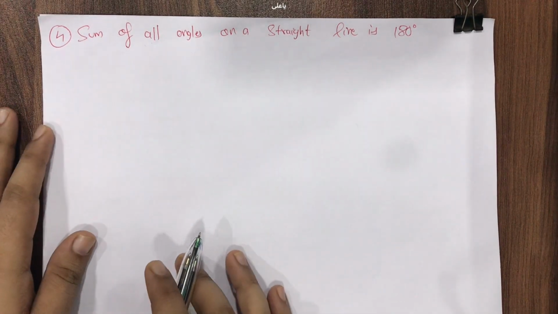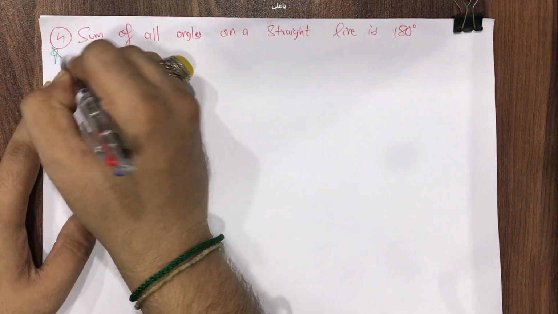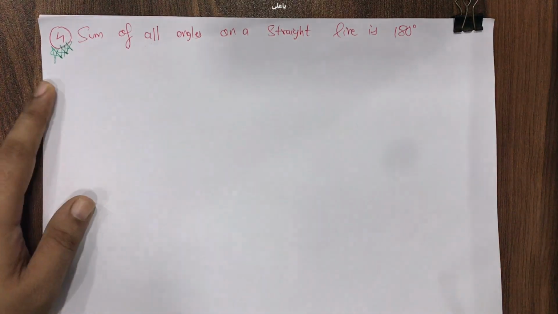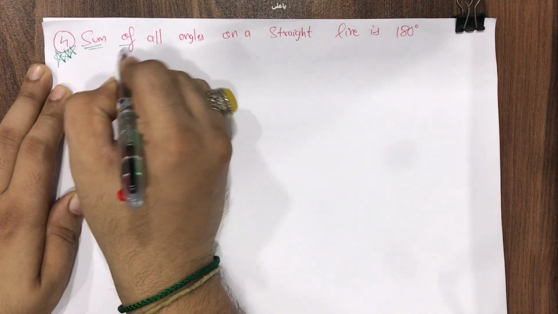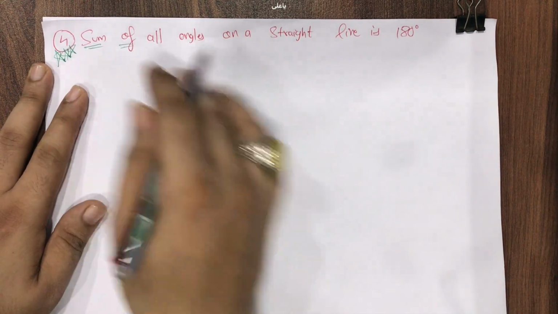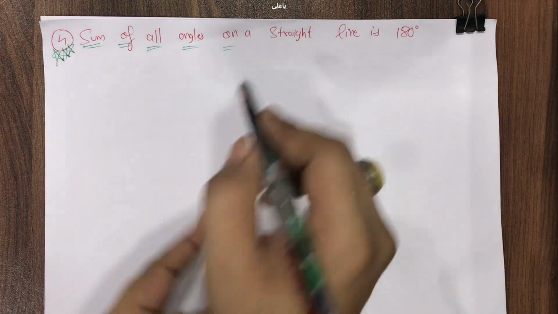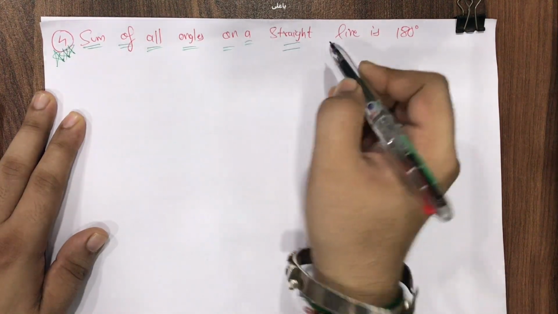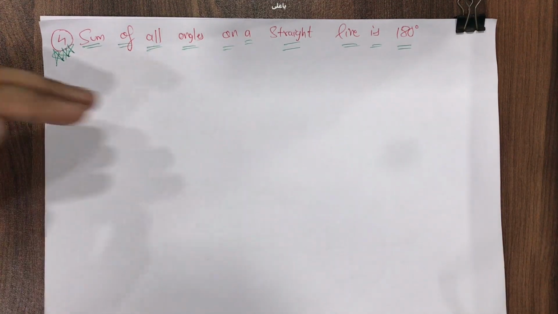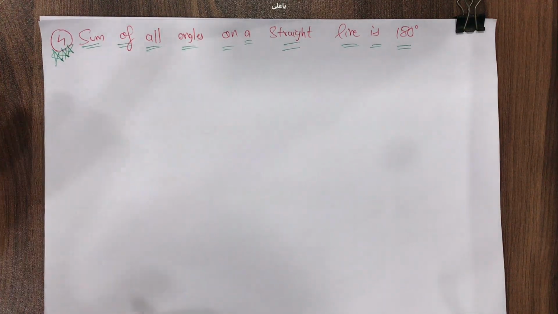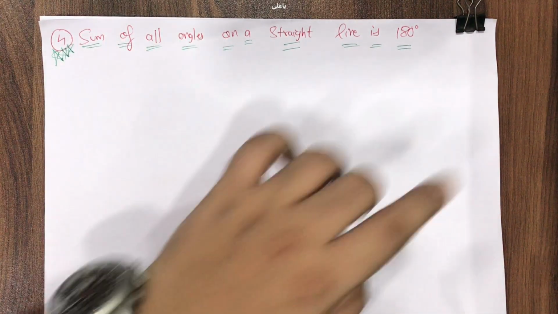Okay, students. Now the fourth point, and before starting this fourth point, I'll tell you to mark 3 stars over here. Very, very, very important property. Sum means addition. Sum of all angles on a straight line is 180 degree. If you have a straight line and any number of angles on that line, the sum of all the angles on a straight line is 180 degree.